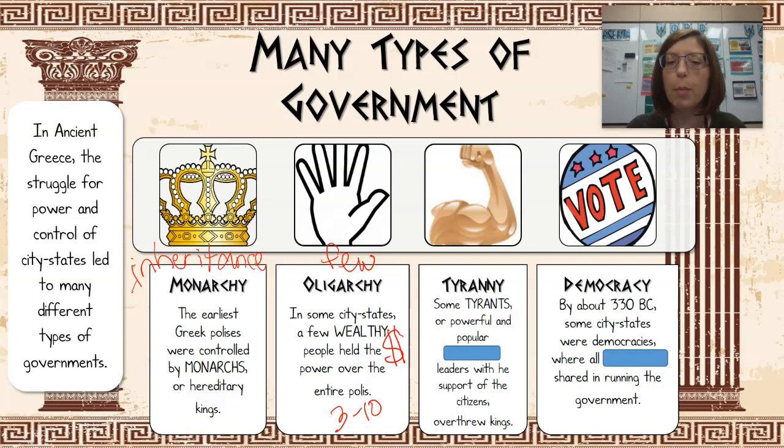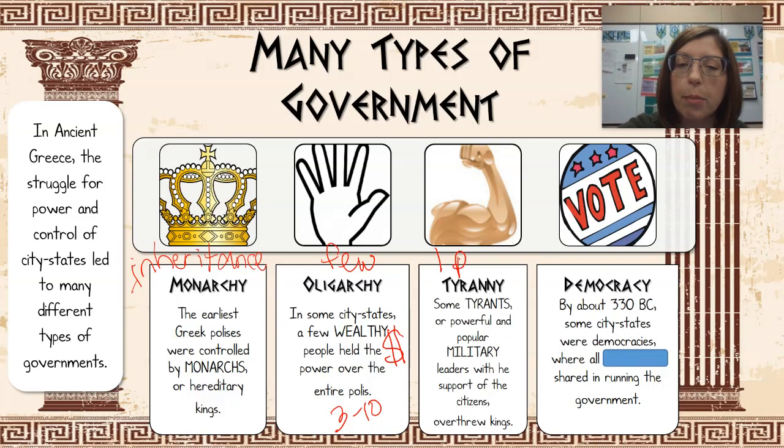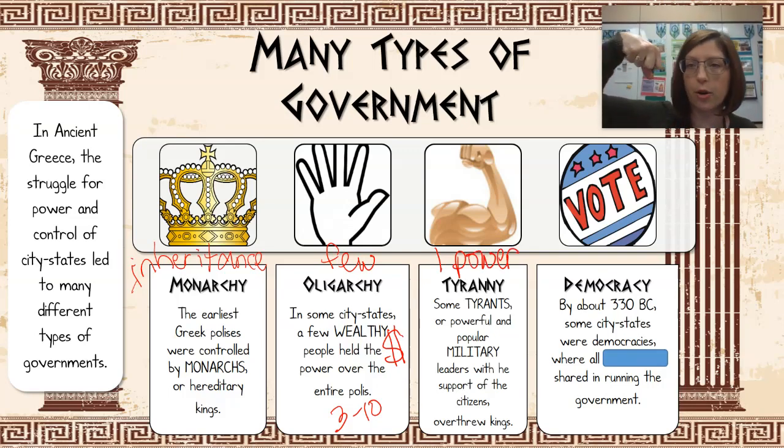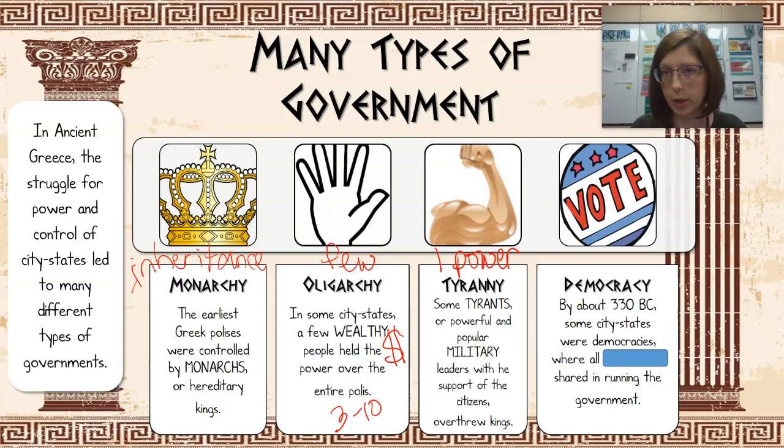Then we have a tyranny. Some tyrants are powerful and popular military leaders who, with the support of the citizens, overthrow the kings. So this is where you have one person in power, and he comes into power because he's got that military force behind him, see that muscle?